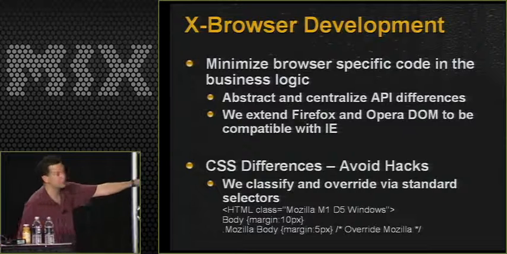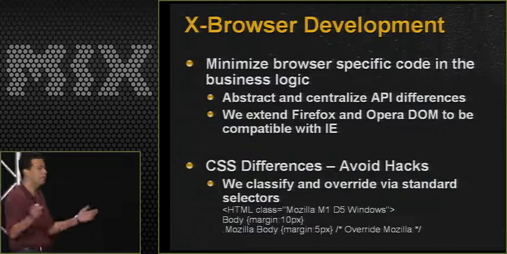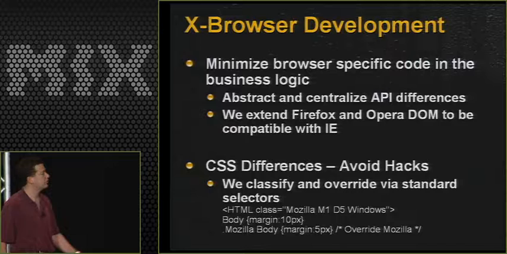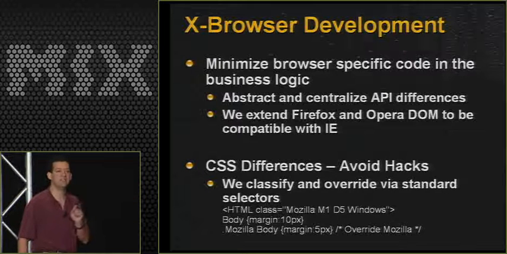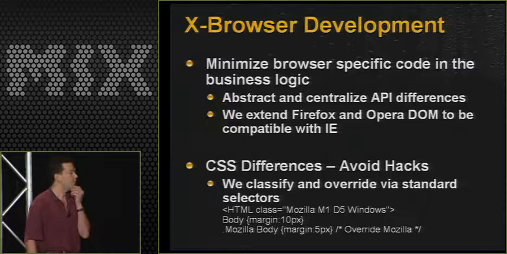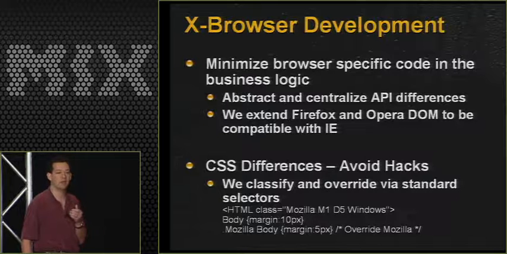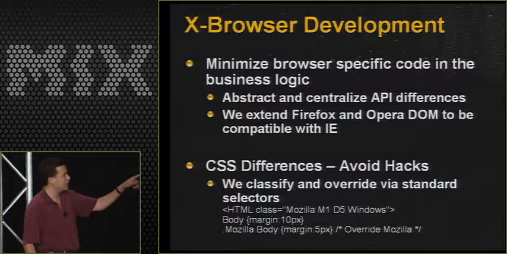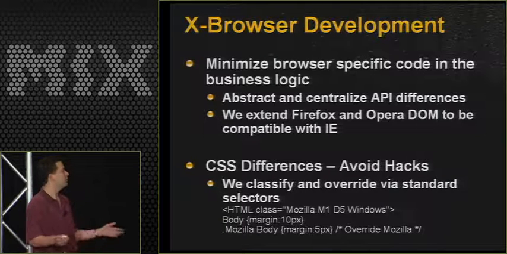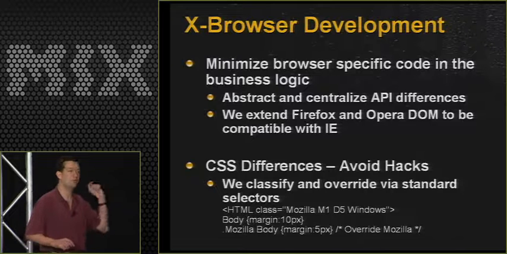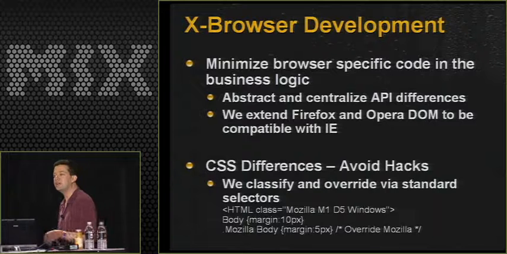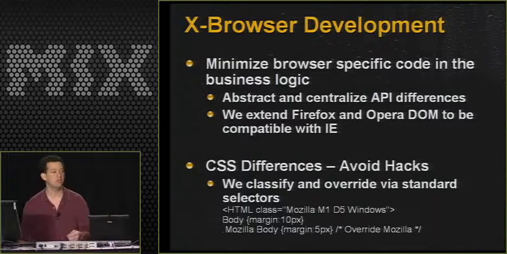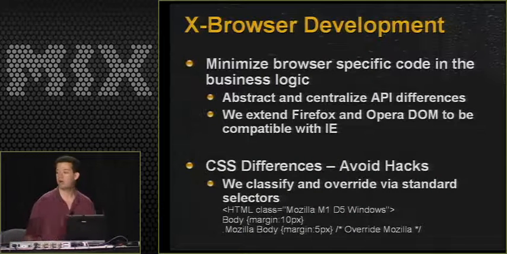By default, my body's going to have a 10-pixel margin. For some reason, I decided in Mozilla, I want a 5-pixel margin. That is transparent and easy for anyone to walk up to and say, why am I doing that override? Why did he come up with that override? Oh, in Mozilla, he needed to override it. I could go .mozilla, .m1, .d5, .windows. Mozilla in Windows version 1.5 override. It becomes a declarative way for you to quickly look and distinguish why people had to do things in a different way for a different browser.